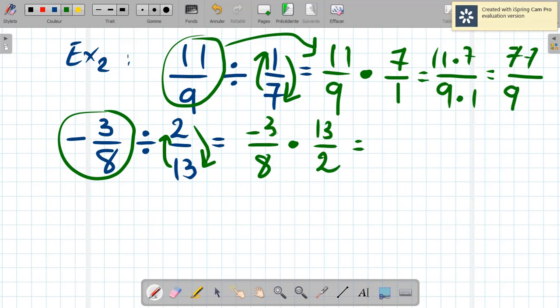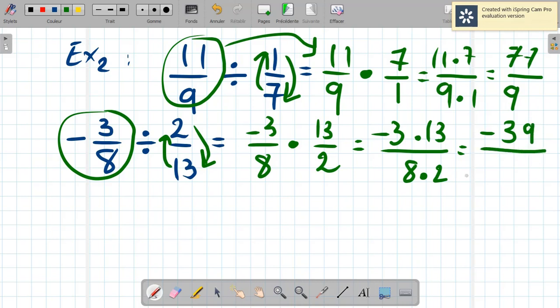So you multiply negative 3 by 13, divided by 8 times 2. You multiply 13 by negative 3, you get negative 39 over 8 times 2, which is equal to 16. Now why is it negative 39? Because when we multiply two numbers of different signs, we definitely get a negative number all the time. If you multiply a negative number by a positive number, you will always get a negative number.